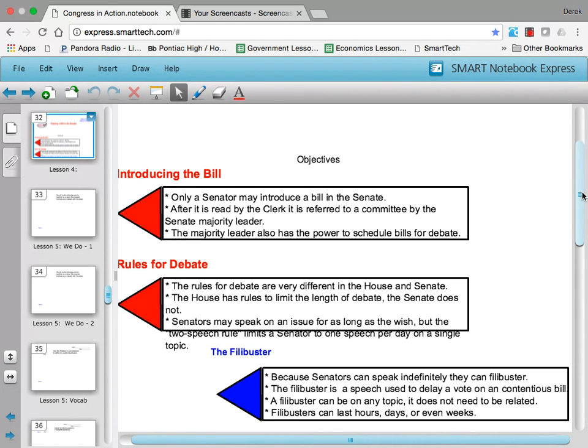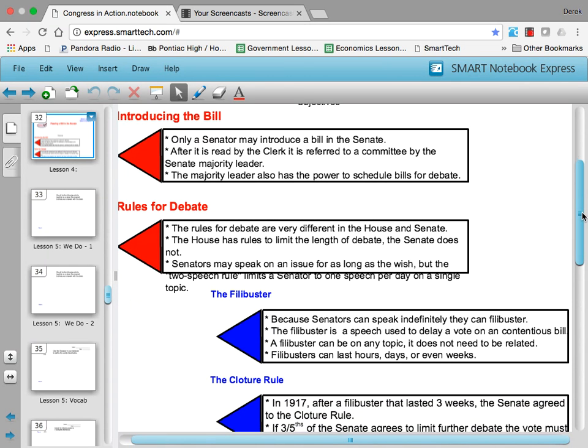Now, generally, some of that talk is going to be on the topic of the bill, but it doesn't have to be. And there have been cases where senators have stood up and just read a novel or read the phone book or just sung 99 bottles of beer on the wall. This can take hours, can last days, can even last weeks.